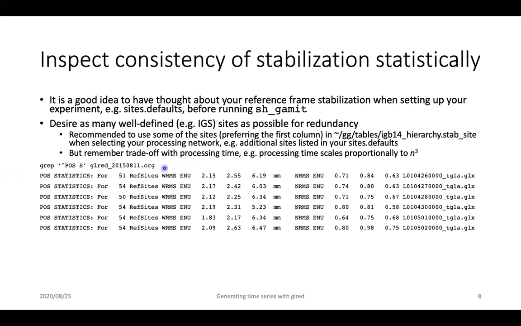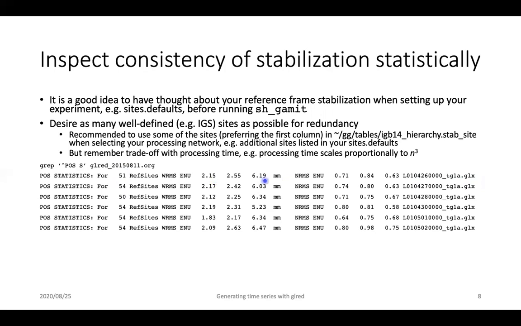We can check those statistics again by grepping on the POS-S on the org file. And this is the sort of output that it would give you. All of the lines beginning with POS statistics show you how many sites were used to define the reference frame on that particular day. You can see the equivalent name of the H file on the right-hand side here.